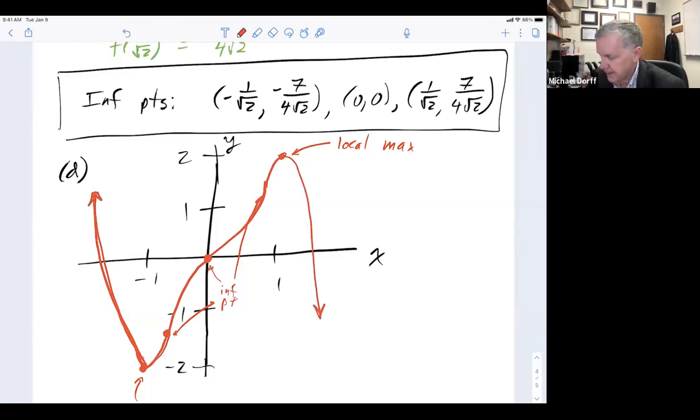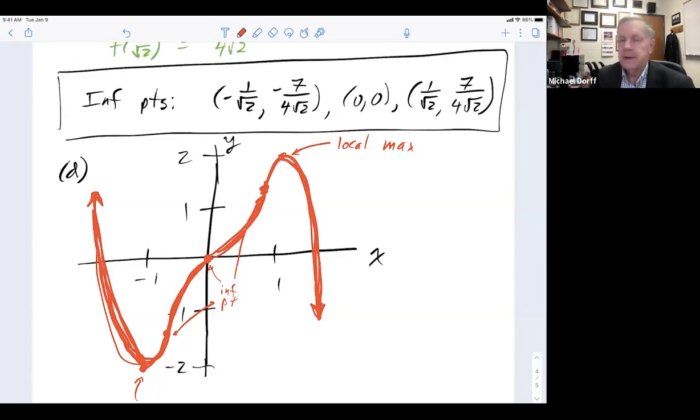And now I have to check my concavity. It's supposed to be concave up, okay, from here to here, then concave down here, then concave up here, and then concave down here. So that matches what I got in part C, and that's what the sketch of the graph looks like.